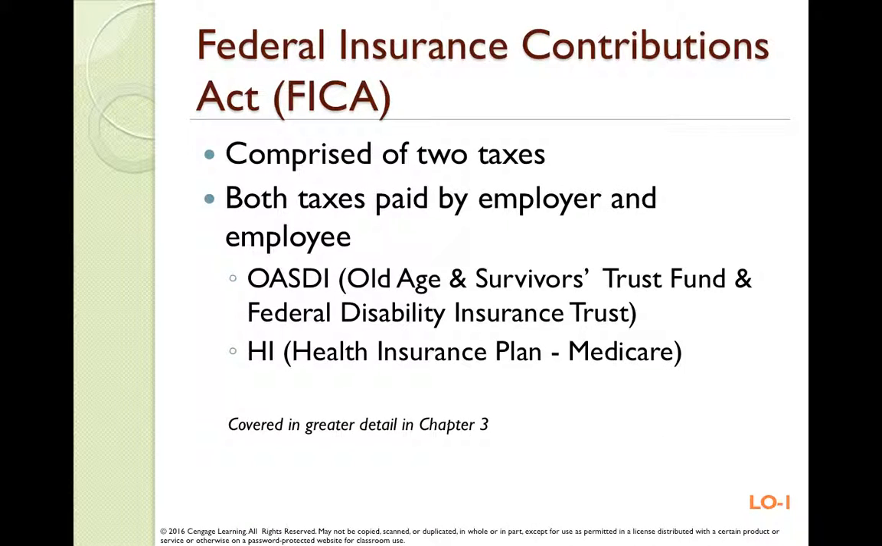FICA is comprised of two taxes. FICA is paid both by the employer and the employee. You'll see the OASDI, the Old Age and Survivors Trust Fund. Doesn't that sound pretty? And then the HI, which is the Health Insurance Plan. And we're going to learn a lot about how to calculate those different withholdings. Sometimes companies get in a little bit of trouble because they don't withhold the right amount, or they don't plan for their own contributions.